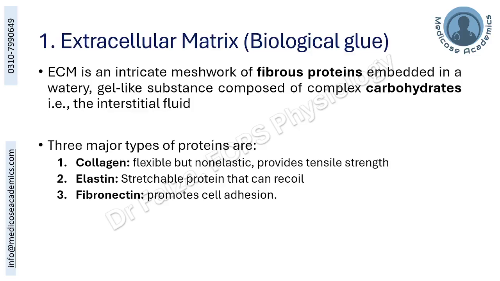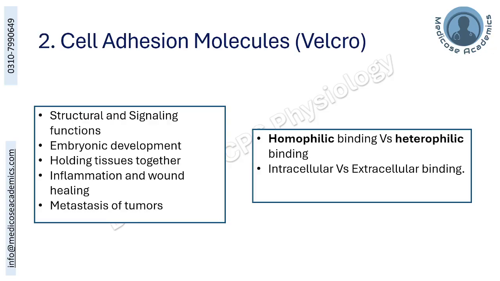Starting from the extracellular matrix, which acts as a biological glue, as it has an intricate meshwork of fibrous proteins embedded in a jelly-like carbohydrate substance, which is the interstitial fluid, having the glycosaminoglycans, chondroitin sulfate, etc. These fibrous proteins, most important in gluing the cells, are collagen, elastin, and fibronectin. Collagen is not elastic but flexible, thus provides tensile strength, as we discussed before. Elastin is a stretchable protein that can elongate, and fibronectin promotes the cell adhesions directly.